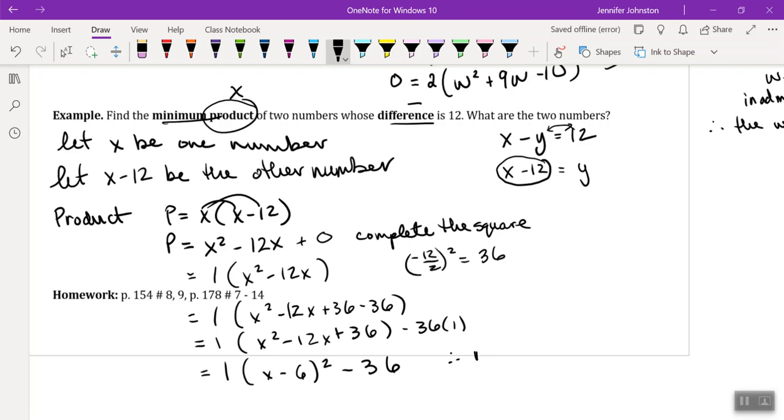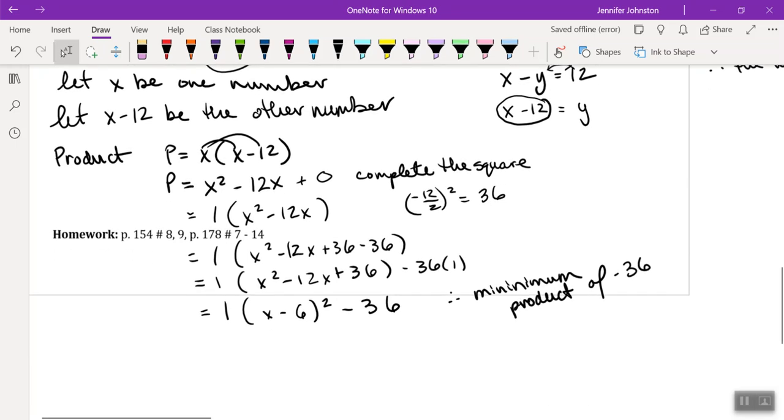So therefore we have a minimum product, which is always your y value of negative 36. There we go. And your x value is 6. Alright, that's it. If you have any questions, let me know.